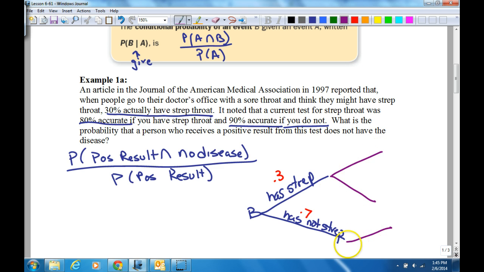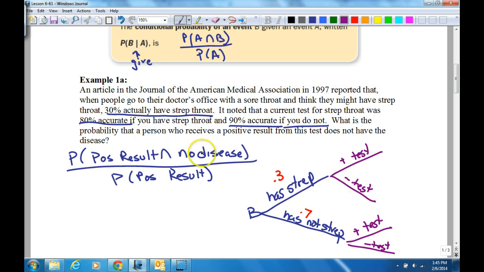Because all these people are getting the test, we have a positive test and a negative test. Do the same thing for the bottom: a positive test, and then a negative test.